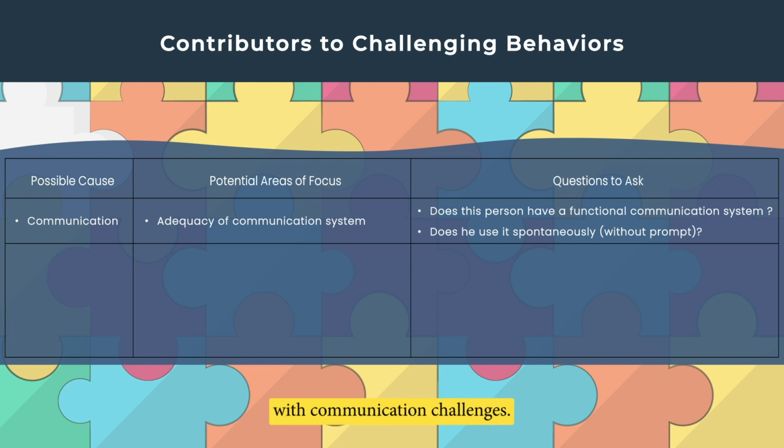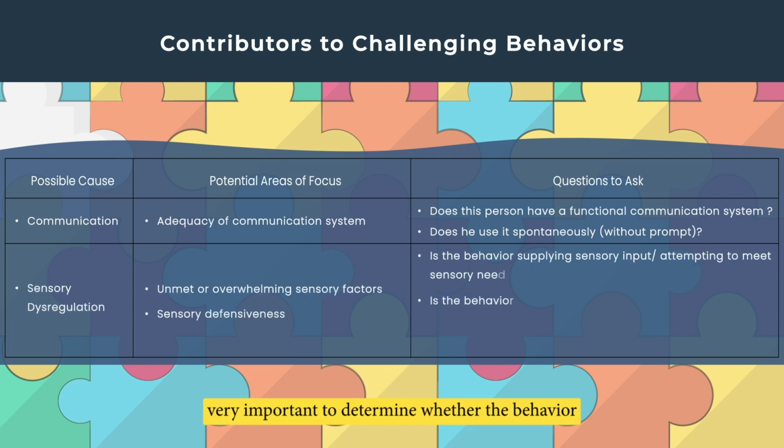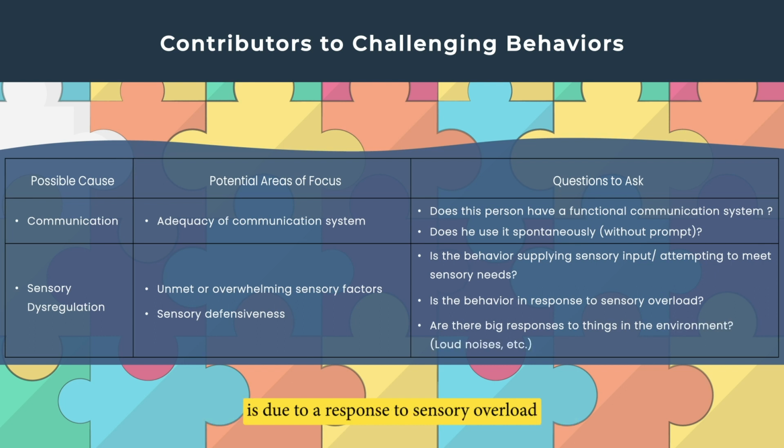with communication challenges. Another possible cause of challenging behaviors could be sensory dysregulation. So it's very important to determine whether the behavior is a response to sensory overload, or whether there are significant reactions to environmental factors such as loud noises. By considering these, it may be possible to better understand and manage challenging behaviors related to sensory dysregulation. So these are the causes we have mentioned: genetic factors, and other physical, psychological, and social factors.